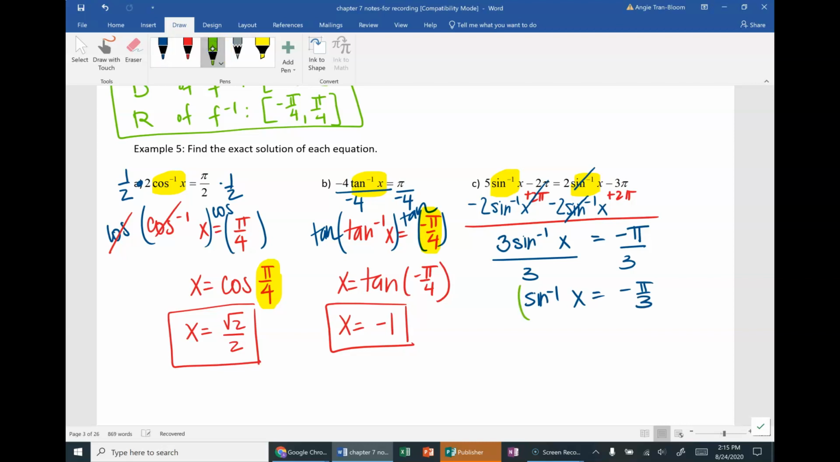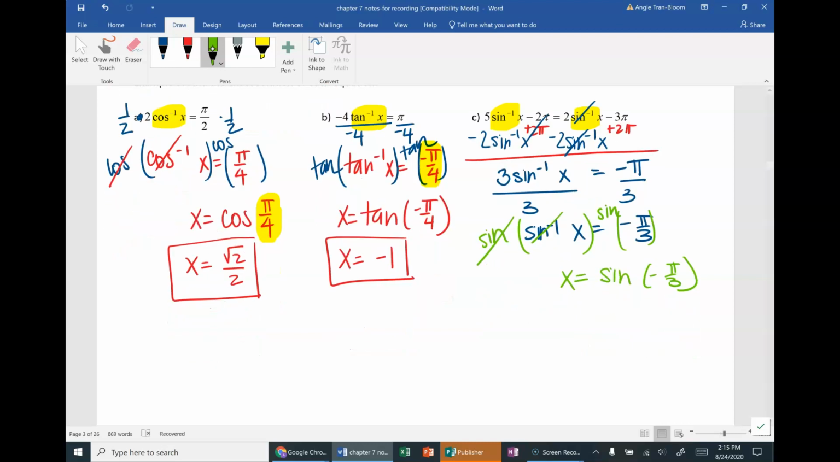Compose both sides with a sine, and check to see if -pi/3 is in the restriction for sine. And it is, because it's in quadrant 4, and sine inverse can totally be in quadrants 1 and 4. So x equals sine of -pi/3. Well, for sine of -pi/3, I need you to go ahead, bust out your unit circle or your memory and fill in that box. And guess what? This is the end of 7.1.